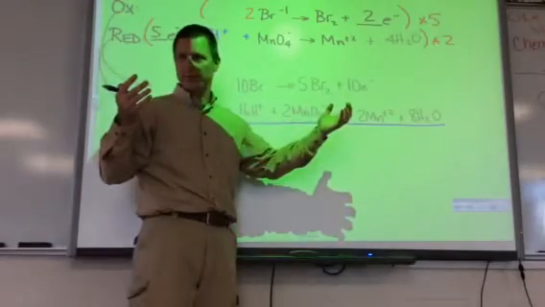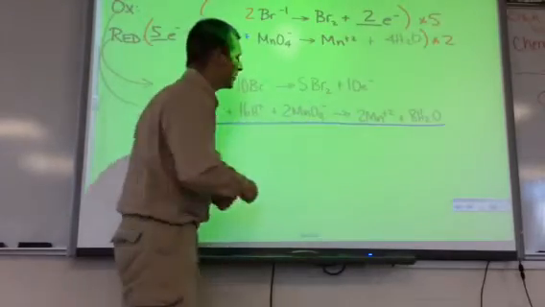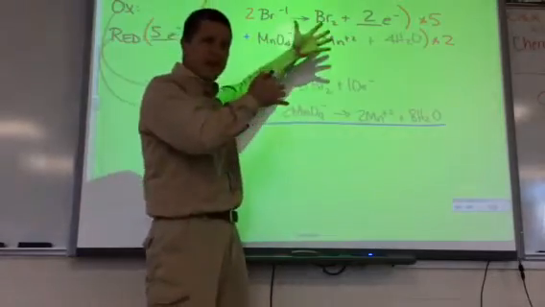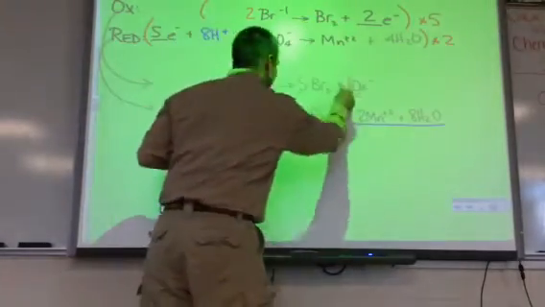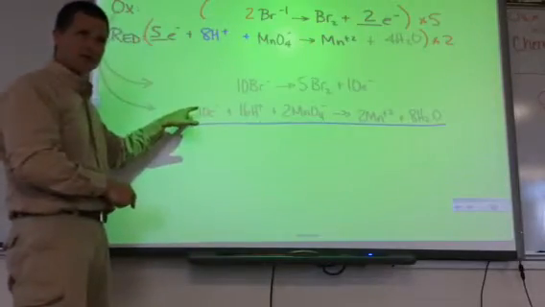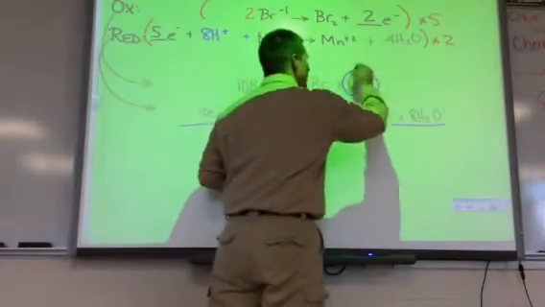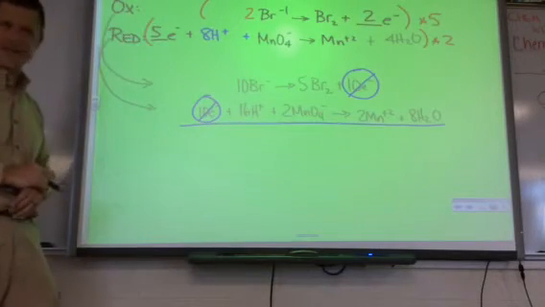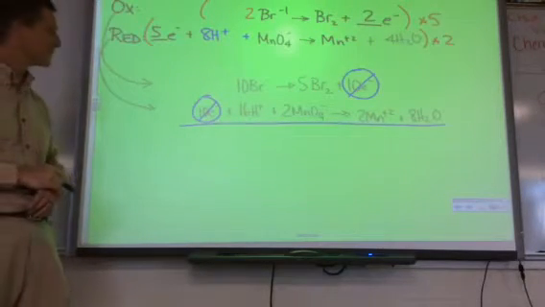Just cancel them, get rid of them, or even reduce them if you can't cancel them out. The electrons will always cancel out, because that was the whole purpose of that step before, to get that number of electrons equal to that number of electrons. So your overall equation should not have any electrons in it, because they cancel out. Every time, the electrons are going to cancel out.